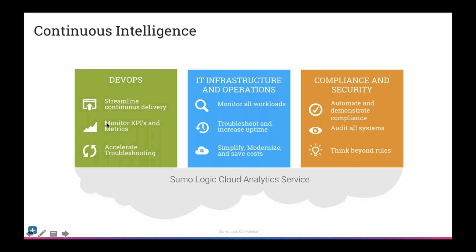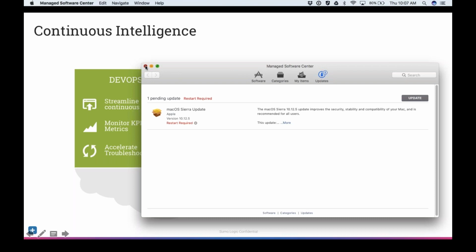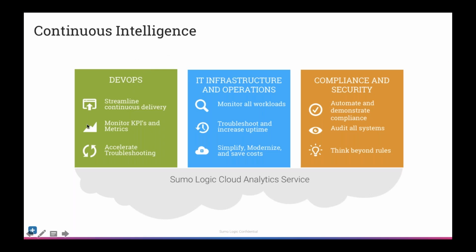The first one is DevOps. You're creating code and you're trying to assess through your logs whether you squashed a bug or not. The other one is you are part of an IT group or an operations team, and you want to monitor your entire stack and keep an eye on everything. And the third one is from a compliance and security perspective. Can you audit all your systems? Is everything within compliance?